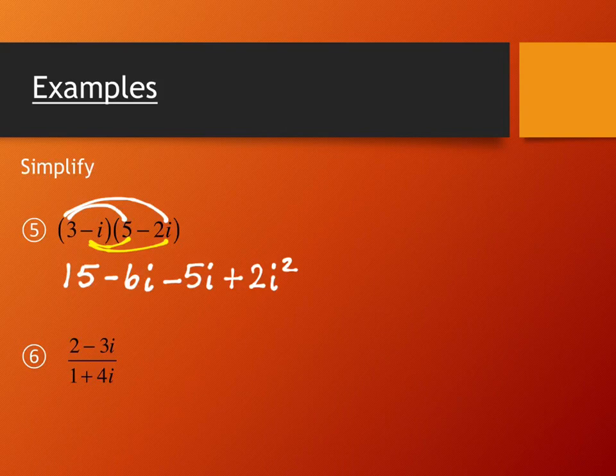Okay, nothing any different so far, just like we did with x's. Also, just like we did before, the negative 6i and the negative 5i can combine. It's negative 11i, right? So here's the difference. The difference is with the i squared.